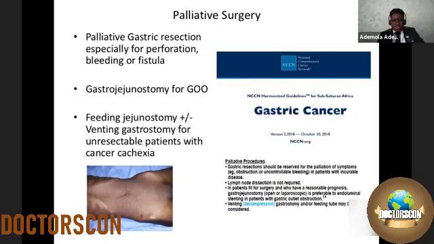Of course, gastrojejunostomy can be done for our patients. We don't have access to endoscopic stenting to leave GO. And I've mentioned before that for patients who are very ill and have cancer cachexia, probably the best form of palliation would be to do a feeding jejunostomy and probably add a venting gastrostomy to allow the patients to be able to drain gastric juice.